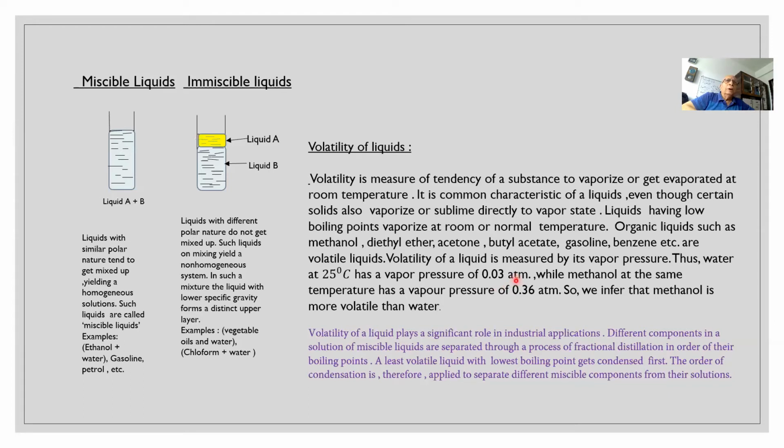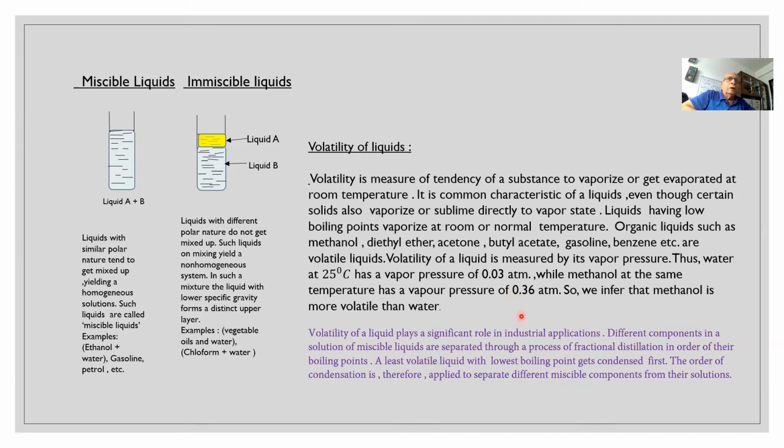Mind it, whenever we refer to a pressure, may it be vapor pressure or any type of pressure, the temperature has to be mentioned. So, the vapor pressure of water is 0.03 atmosphere at 25 degrees. And at the same temperature, methanol, CH3OH, methyl alcohol, has a vapor pressure of 0.36 atmospheres.